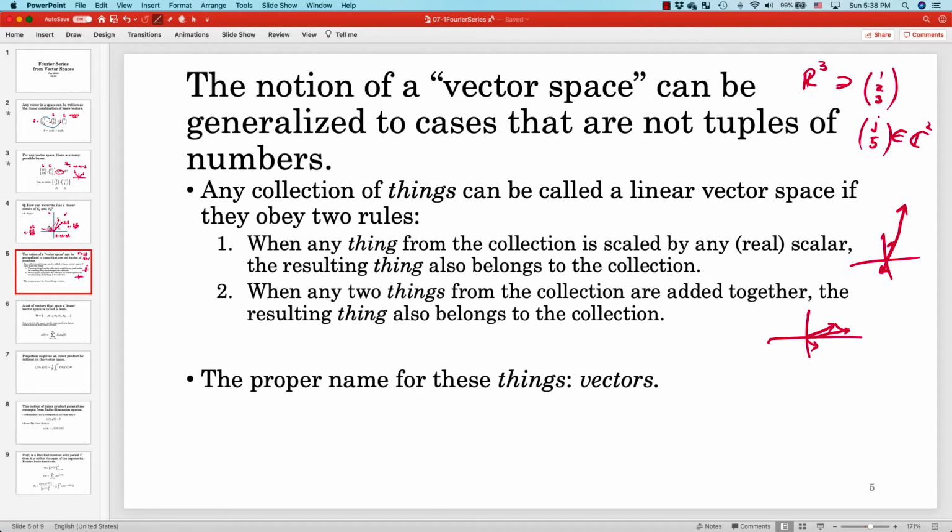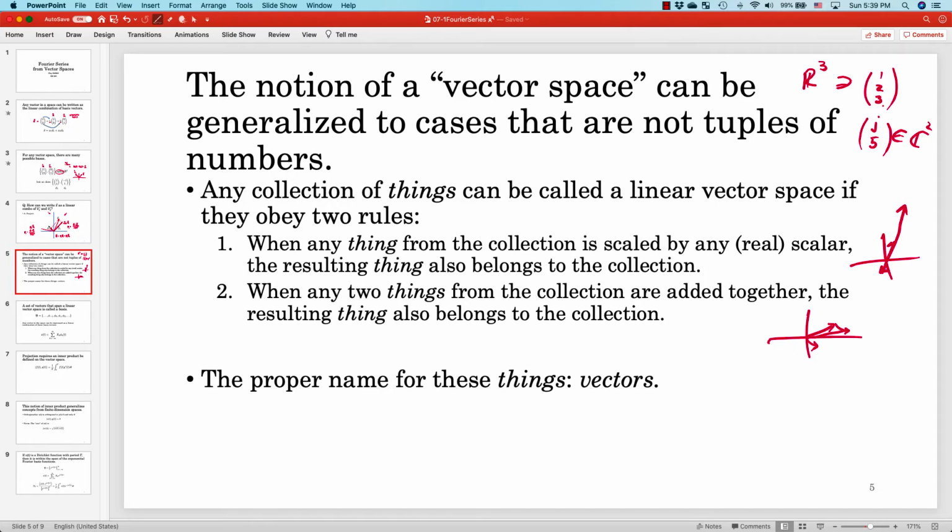But the point of this slide is that this generalizes to all things for which addition is well defined and scalar multiplication is well defined. And so just the general math term for these things is a vector. A vector doesn't have to be an ordered pair or an ordered triple or whatever. A vector is anything that obeys these rules. Okay, so in particular, I would like to ask you to consider the fact that functions can be vectors.